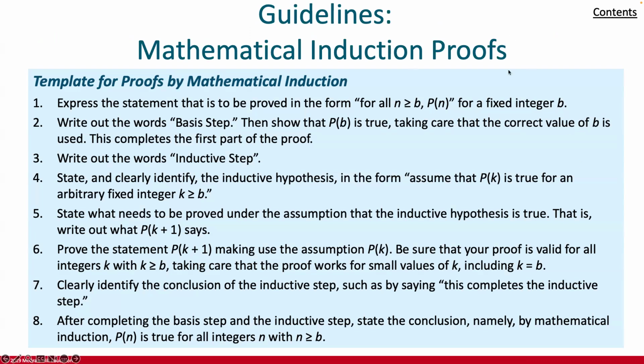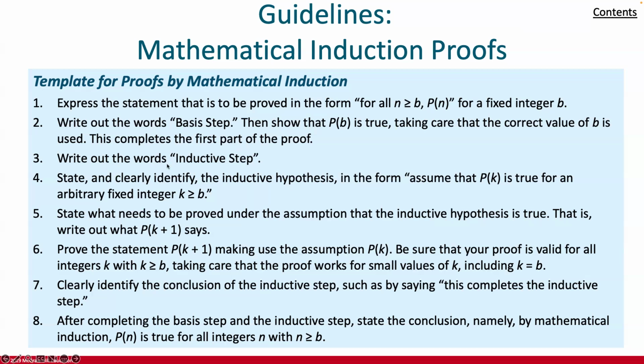Okay, well, here is what I wanted to have as a takeaway for this section. What are the guidelines for mathematical induction proofs? One, express the statement that is to be shown in the form "for all n greater than or equal to b, P of n" for a fixed integer b. Write out the words basic step, then show that P of b is true, taking care that the correct value of b is used. This completes the first part of a proof.